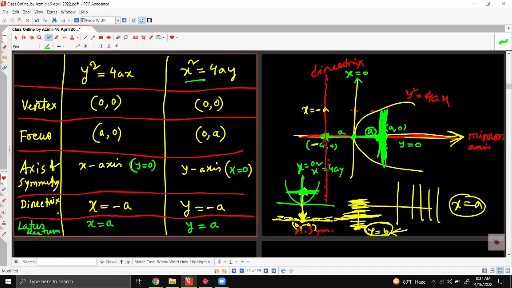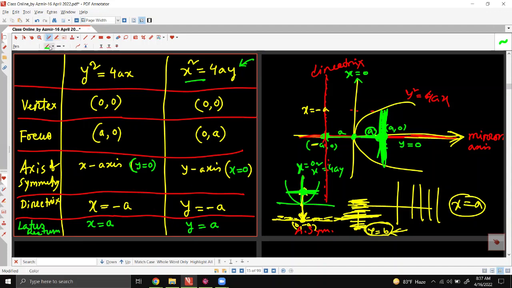So you can understand the difference between the directrix and the latus rectum. The directrix for y squared equals 4ax is x equals minus a, and the latus rectum is x equals plus a. Similarly, for this equation, the directrix is y equals minus a and the latus rectum is y equals a.